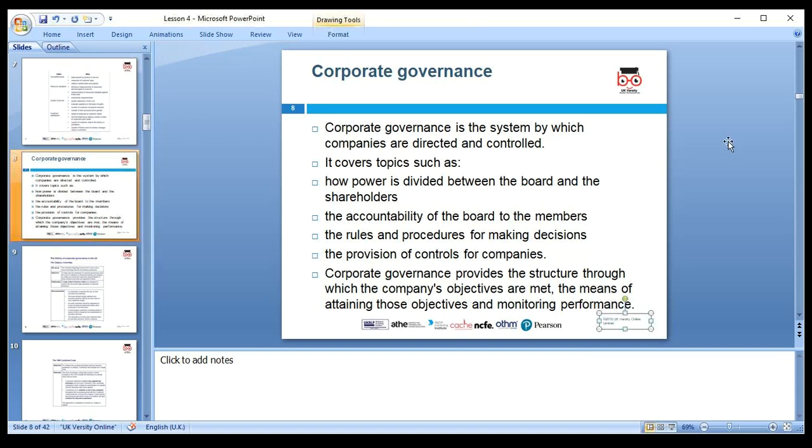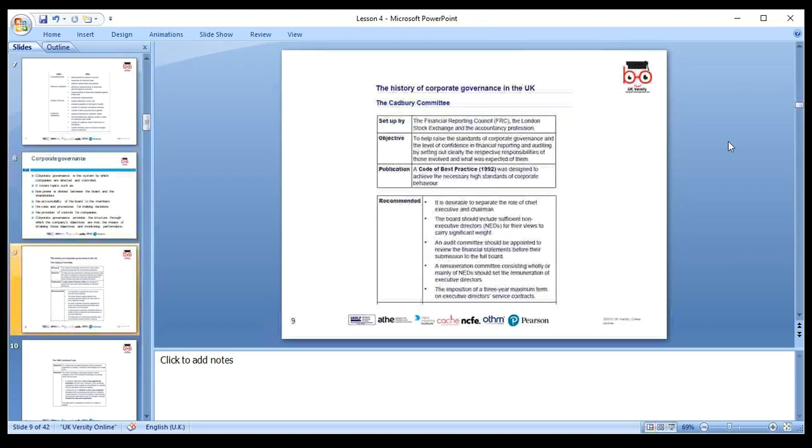It means that attaining those objectives and monitoring the performance is very important. If we don't monitor the performance, it is really hard to achieve in the long run. So the history of corporate governance is we have the Cadbury report, the Cadbury committee set by the Financial Reporting Council, the London Stock Exchange, and accounting. The objective was to establish standards and a level of confidence in financial reporting and audit. All this was key. A code of best practice was set up in 1992.